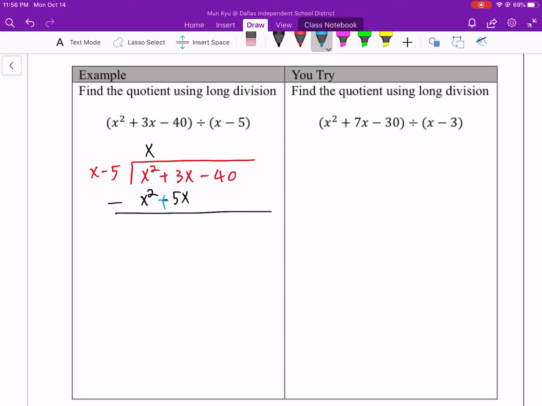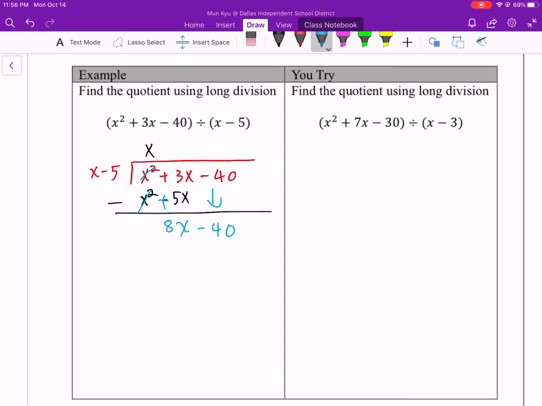x squared minus x squared will disappear. 3x plus 5x is positive 8x. And here we don't have any number, so we are going to just bring it down, negative 40.